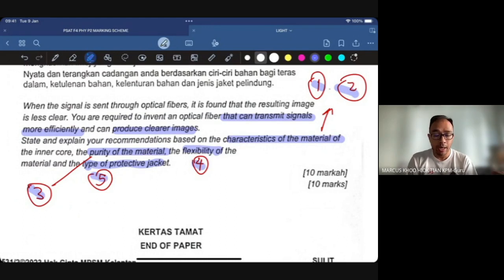Because points 3, 4 and 5 cannot stray far. Purity is either high purity or low purity. You cannot give more than one answer. Flexibility is high flexibility or low flexibility. That's all. And for the type of protective jacket, it asks for the type, so you cannot talk about the characteristics of the protective jacket. That means you have to talk more about the characteristics of the material.